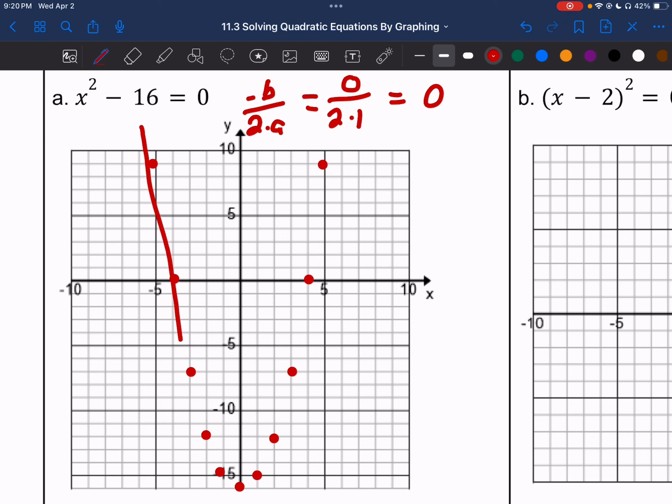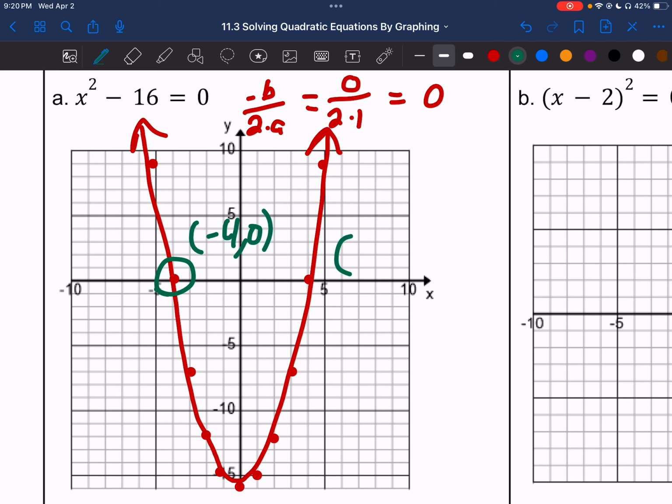So we now just draw our curve in. We've shifted it 16 units down from the origin. We did not compress it or stretch it at all. So now we're looking for where it is crossing the x-axis. It crosses there at negative 4, 0. And it crosses right there at 4, 0. So the two solutions for this quadratic equation are negative 4 and 4.